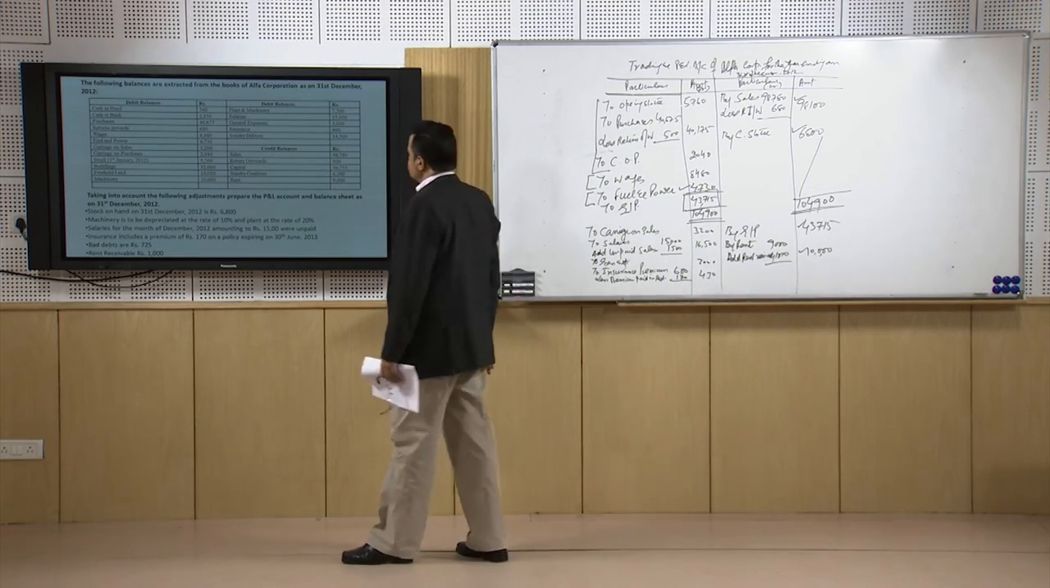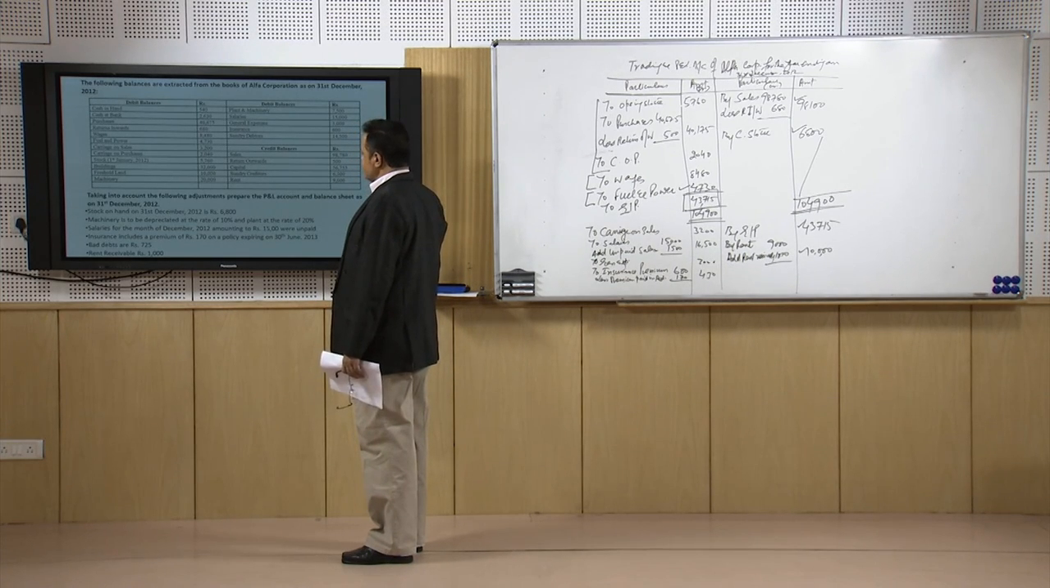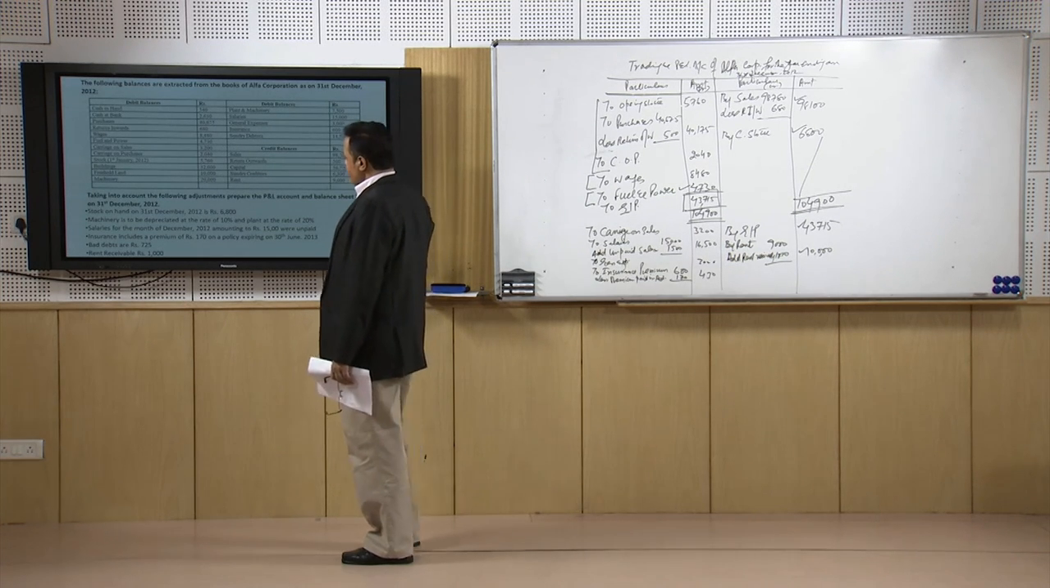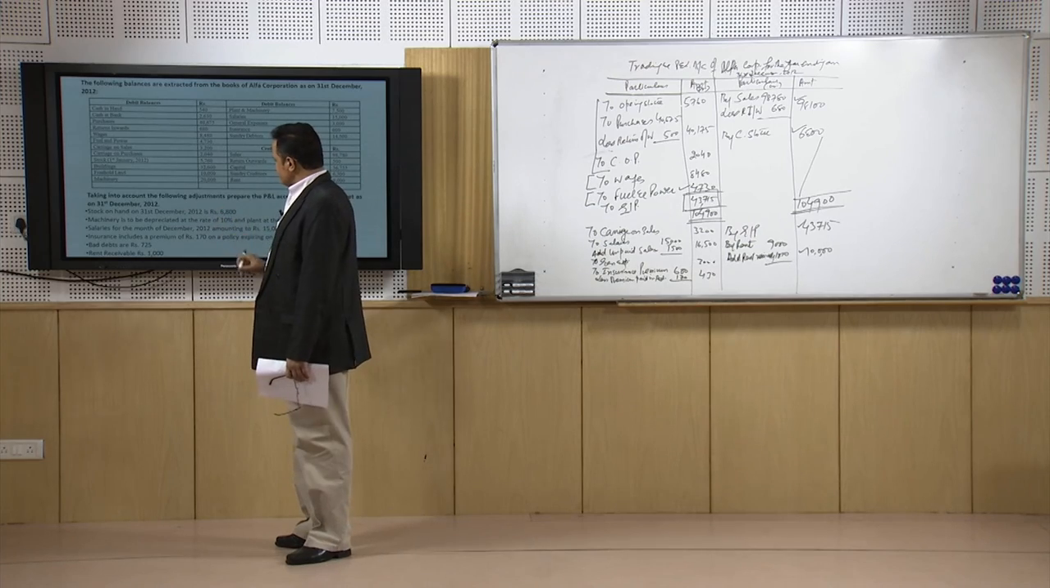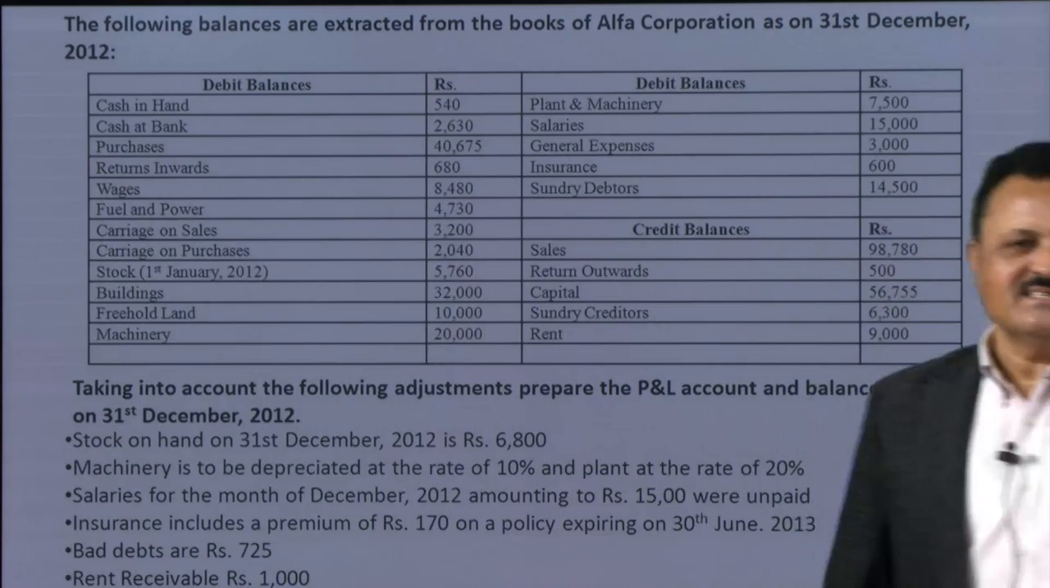Then there are the sundry debtors. We will not take that into account now, because this is an asset. We will take it at the time when we prepare the balance sheet. So we have done this adjustment for stock, and we will do the second part in the balance sheet. Now we come to the next thing, that is depreciation.